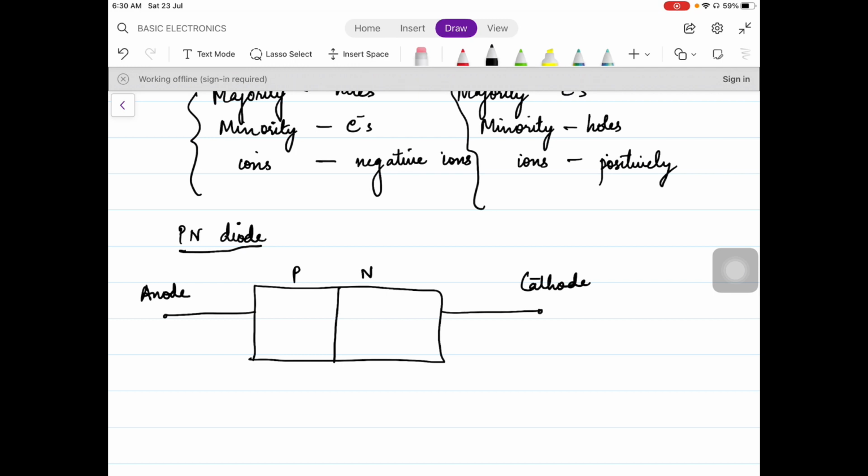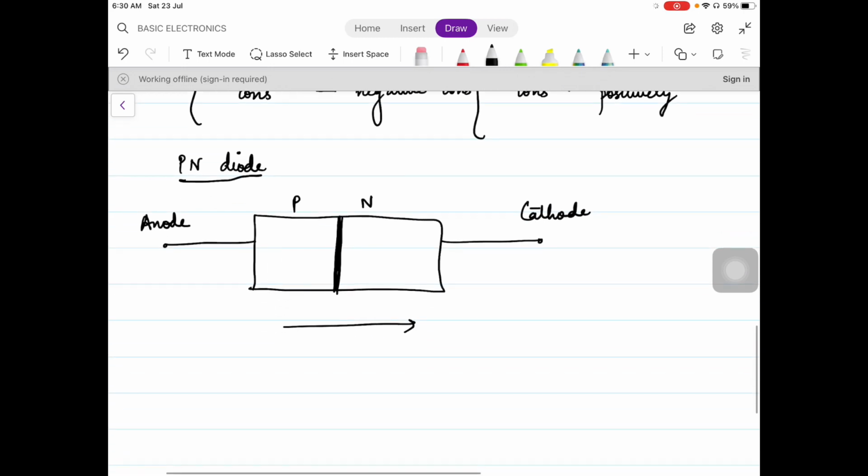The conventional direction of flow of current is from P to N, that is, current flows from anode to cathode. So this is p-n diode. Why is it called junction diode? Because this is the junction, as you can see, I am highlighting this. Junction means that particular point of contact where p and n semiconductors are joined to each other. So that is called junction. That is why it is also called junction diode.